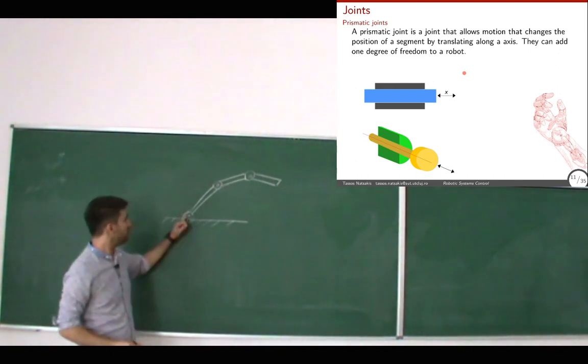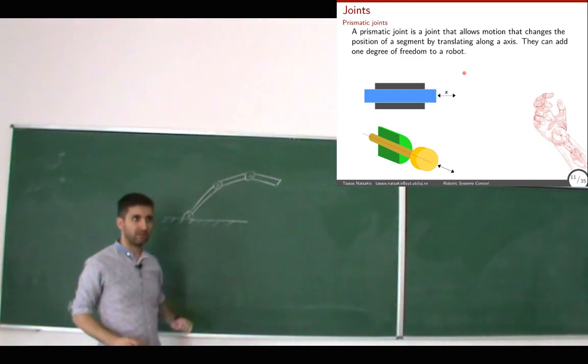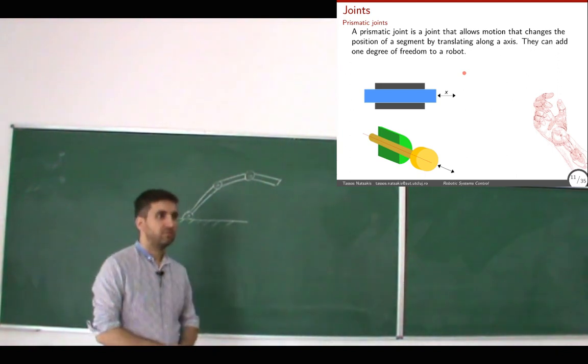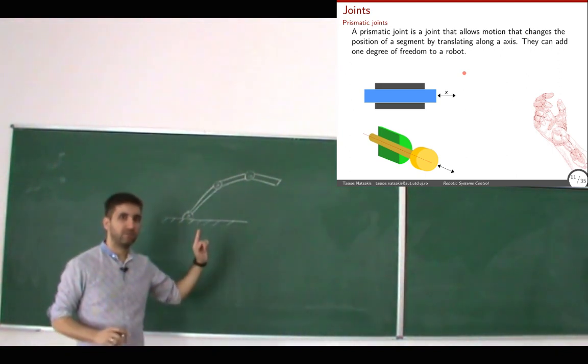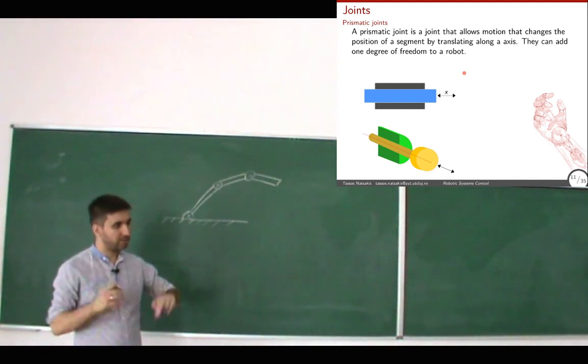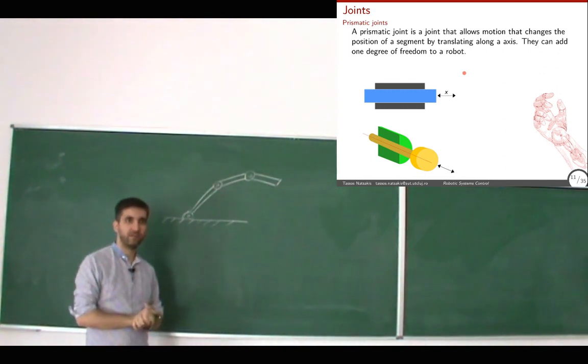So again, the same thing here. I have a revolute joint, a stick, a revolute joint, a stick, and another revolute joint and a stick. Now the end effector is here. So I had one joint, I had 1 degree of freedom. I added one more joint, I got 2 degrees of freedom. Now I have 3 joints.